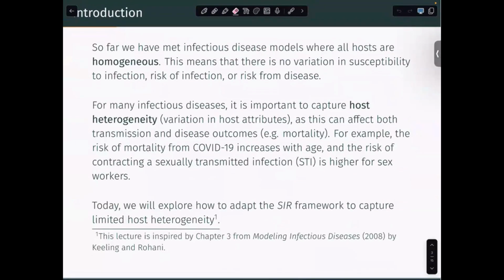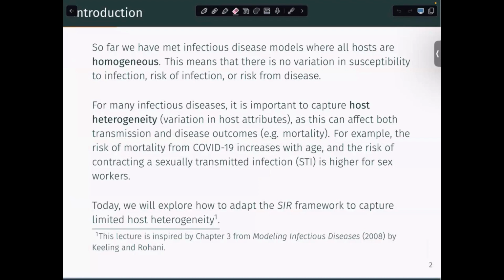So all of the disease models that we've looked at so far are homogeneous, in the sense that there's no variation between hosts. There's no intrinsic variation between hosts. In other words, there's no variation in their susceptibility to infection or their risk of infection or their risk from disease. So, you know, their risk of dying. We haven't actually dealt with death from disease yet either. But none of those models have any of those effects in. Obviously, this is a gross simplification.